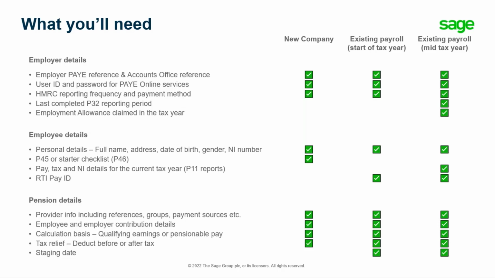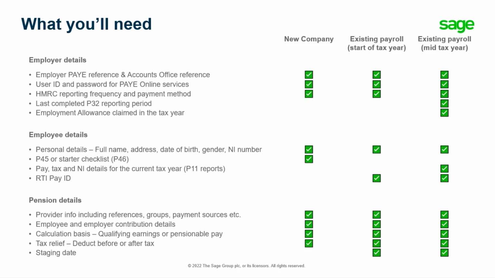Finally, on this checklist, you'll need some pension scheme settings. So information from your provider, including references, names of groups or payment sources. You'll need to know how the contributions are calculated and whether those are taken before or after tax. And finally, you'll need your staging date or duty start date for automatic enrolment.